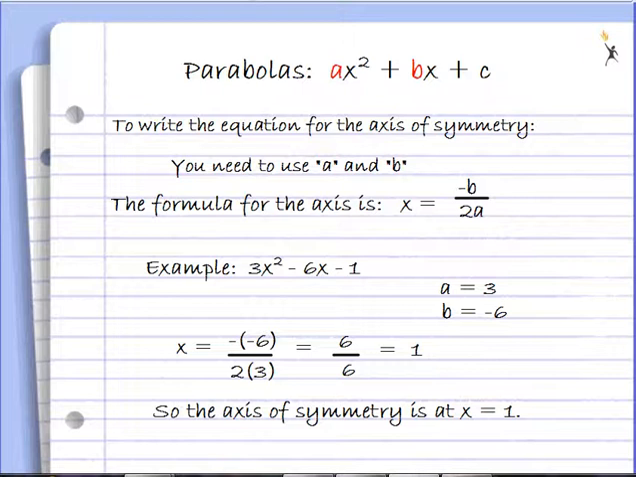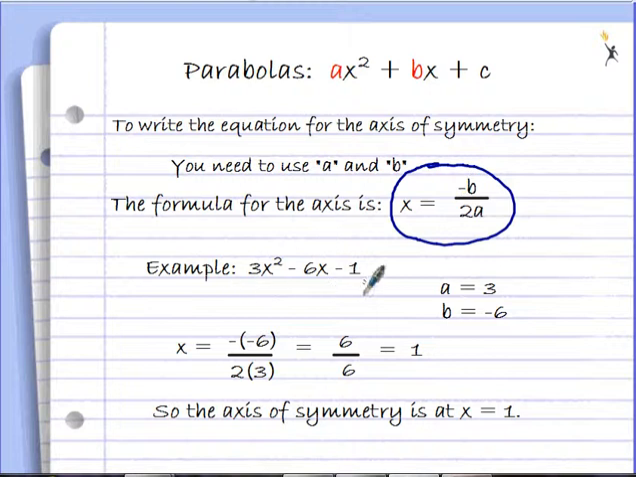Next, we're going to need to be able to write the equation for the axis of symmetry. Now, this is a really quick formula. It won't take you very long to find this. The formula for finding the axis of symmetry is x equals the opposite of b over 2 times a. I'm going to call this the opposite of b because this number will not always be negative. Opposite means change the sign of b.